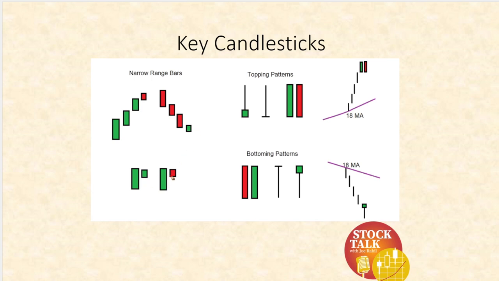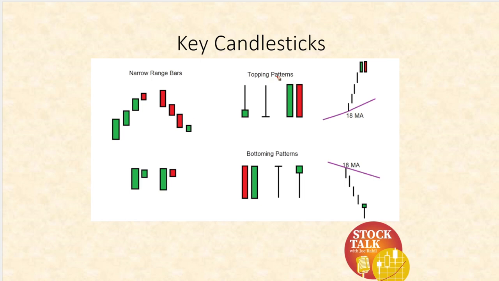Now, there's another way to look at these narrow range bars, and that's if we have a big bar to the upside and then we get a pause bar with a tiny range, then you'd be looking for continuation to the upside. And it really doesn't matter whether the color of the bar is red or green. If you get a narrow range like that after a good bar like that, then you're looking for continuation if you break out to the upside. So those are a couple things that I look for in terms of narrow range.